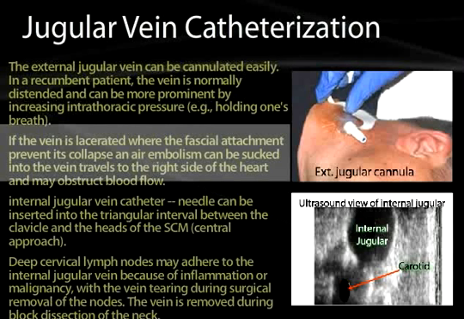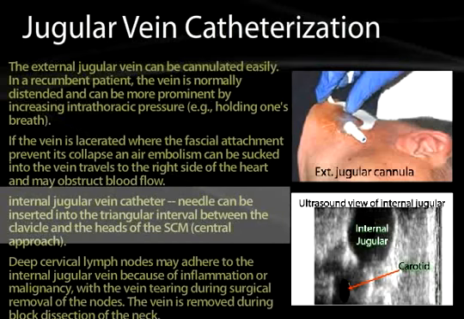So you have to be careful with this kind of thing, and we've discussed this very issue prior in the upper limb. The internal jugular vein can be catheterized by needle, and that will be inserted into the interval between the clavicle and the heads of the sternocleidomastoid for a central line approach.